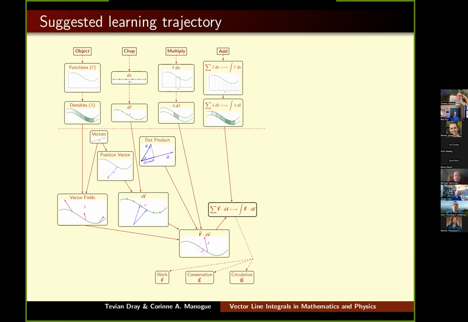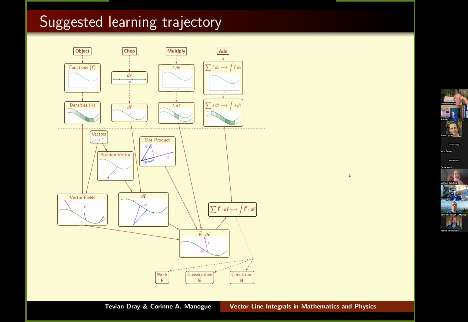Thanks to the editors, we were encouraged to include our own proposed learning trajectory as to how we would go about teaching these concepts ourselves. And so that also appears in the paper. We have a version of adding up pieces that we call chop, multiply, add.